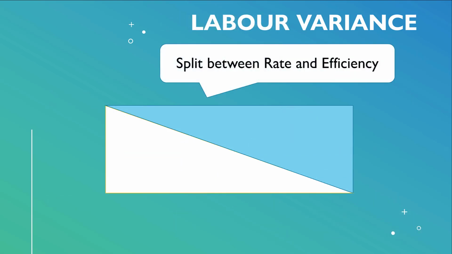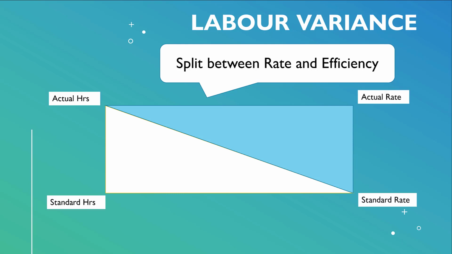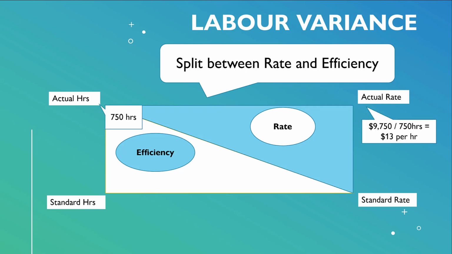So now we're going to move on to the labour variance and do the same thing. So now we're going to split between the rate and efficiency variance. And the four corners now become the actual hours and the actual rate, and the standard hours and the standard rate. We then get the rate and efficiency variances, rate variances in the blue triangle and the efficiency variance in the white triangle.